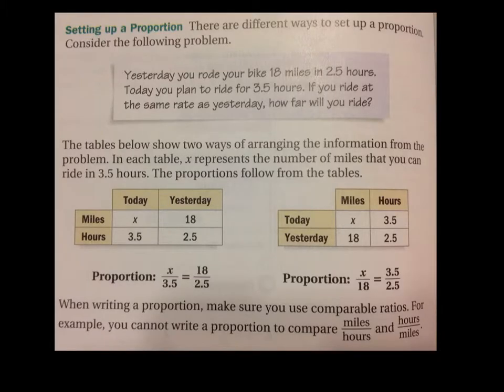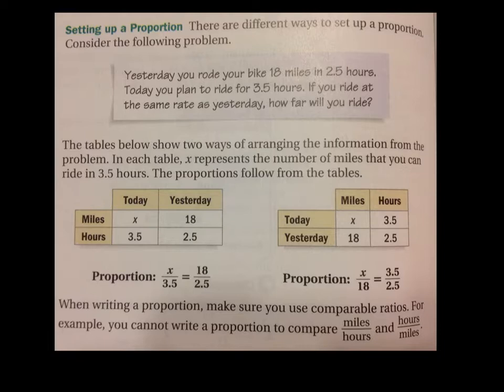Our last idea in Chapter 6.2 is learning to set up a proportion. So let me talk you through this entry from our textbook. There are different ways that you can set up a proportion. Let's look at this problem and then show 2 different ways you could write a chart to create a proportion. Yesterday you rode your bike 18 miles in 2.5 hours. Today you plan to ride for 3.5 hours.